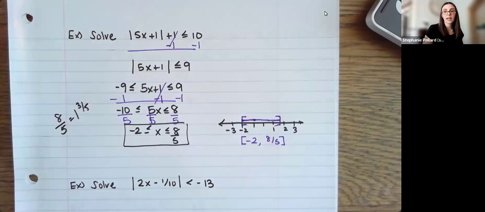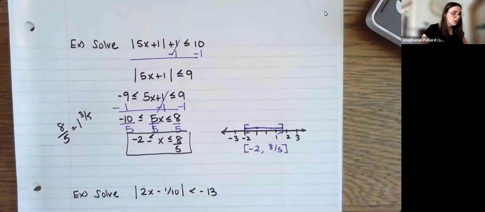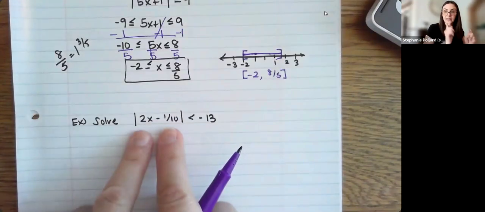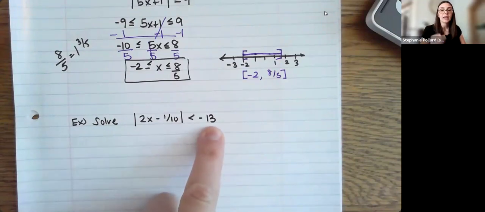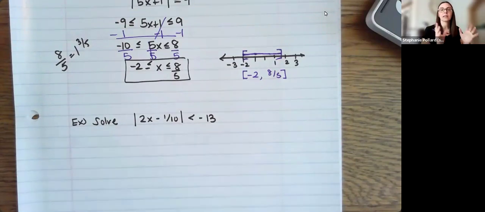Now, the last example like this is actually a little bit different. Notice that the absolute value is isolated, so that's important, but my right side is a negative. Now, we learned with equations that an absolute value is never going to be equal to a negative number, which is true. With inequalities, though, you have to think through it a little bit more because we're not saying it's equal to a negative, we're saying that it's less than a negative.